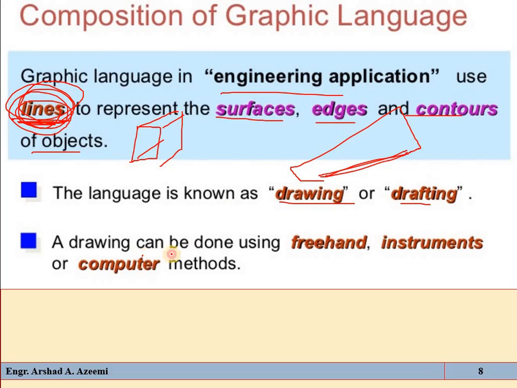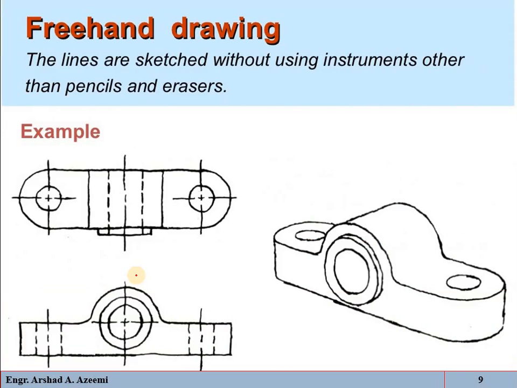A drawing can be done freehand, by using instruments, or by using a computer. Here you can see that the lines are sketched without using any instrument other than a pencil. You can see the irregularity in the lines. The lines are not properly finished, there are some curves, or the lines are not properly straight, or the circles are not properly drawn. That is called freehand drawing.